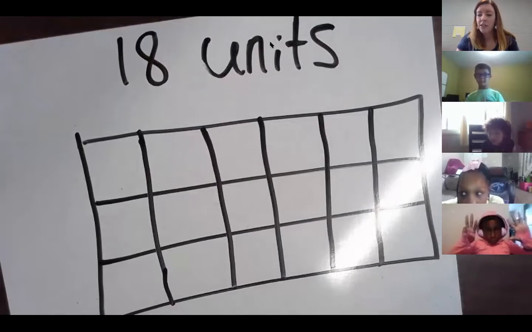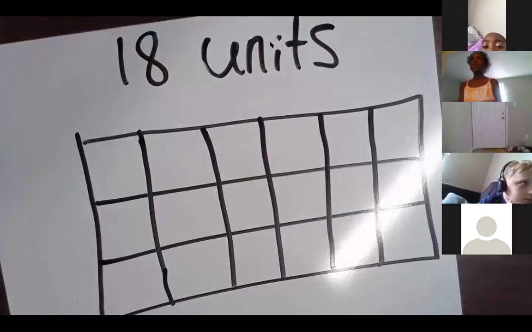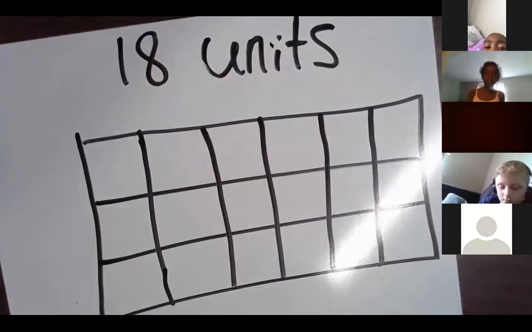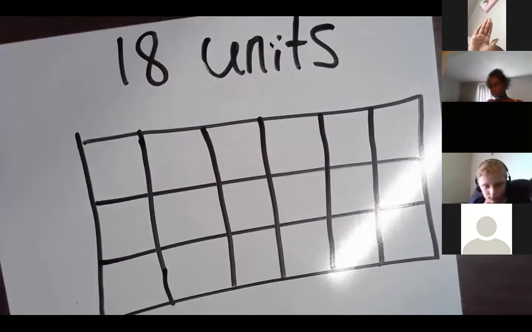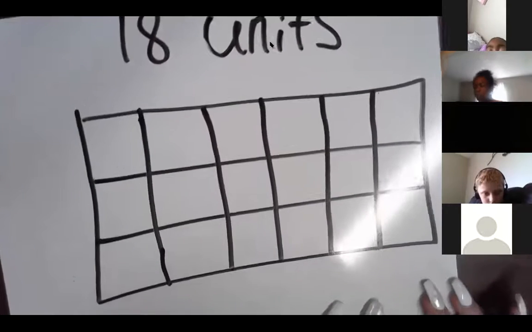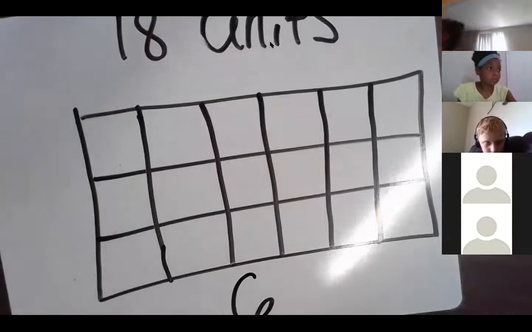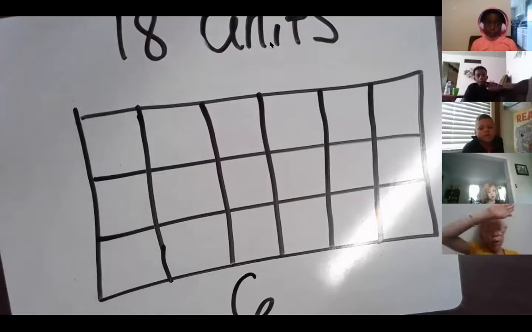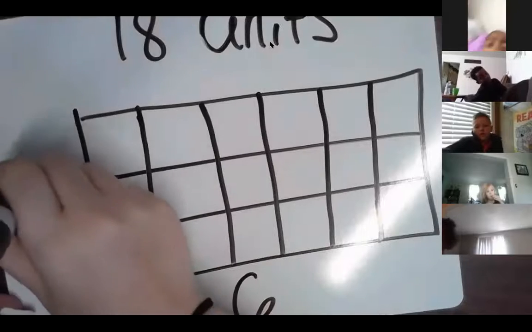All right, someone different who can answer the last array question. How many columns do I have in this array? Someone raise their hand to tell me. Kamaya. 6. I have 6 columns. And how many rows are there? Dejay? 3 rows. Awesome job.